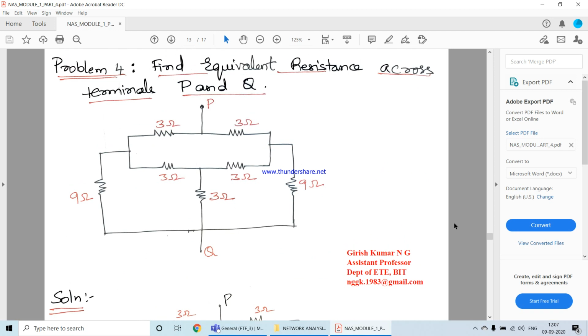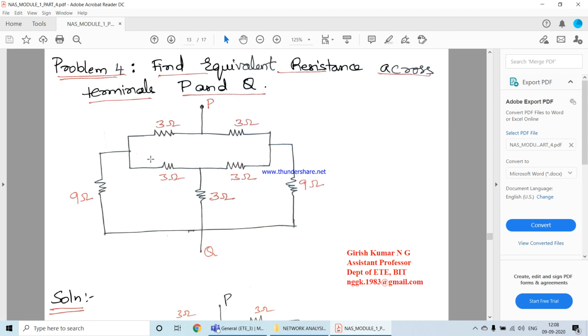So problem 4. Here, find equivalent resistance across terminal P and Q. You need to find out what is the equivalent resistance across P and Q. First thing is you need to observe where the star delta conversion can be applied.